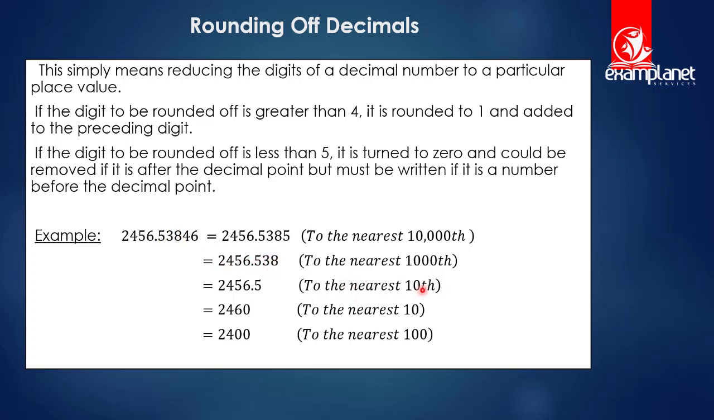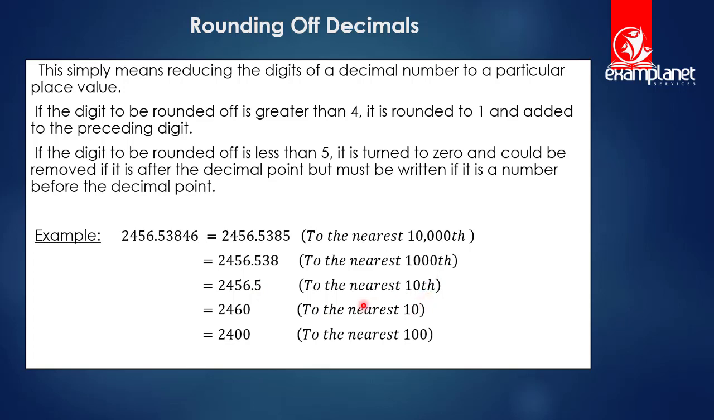Now, to the nearest tenth. Now, our tenth is this. And that means we need to round off what? Round off 3. Forget about the rest. Round off 3. And since it's 3, it's not up to 5. We turn it to 0 and eliminate. So we eliminate it, every other number eliminated. So it becomes 2456.5.